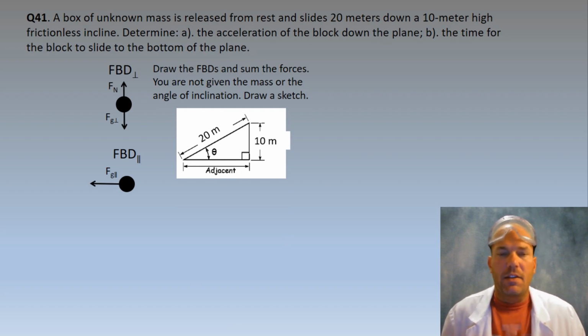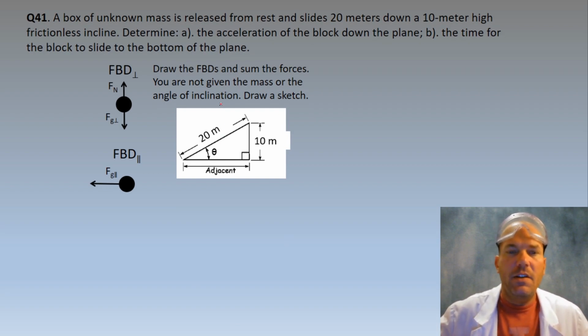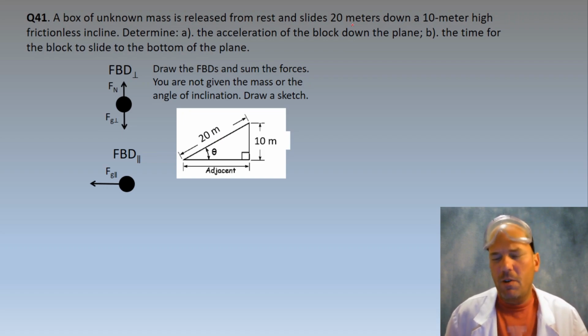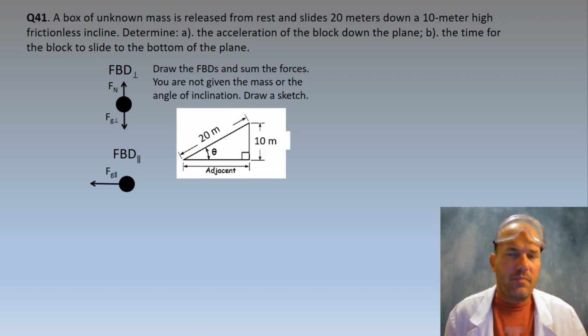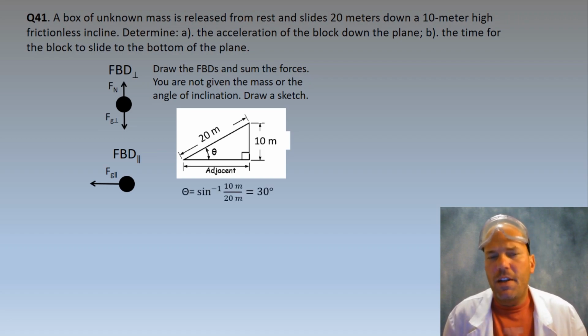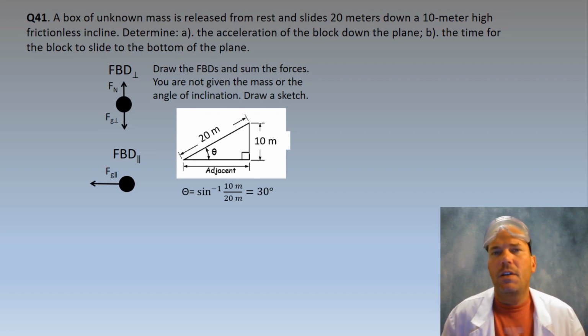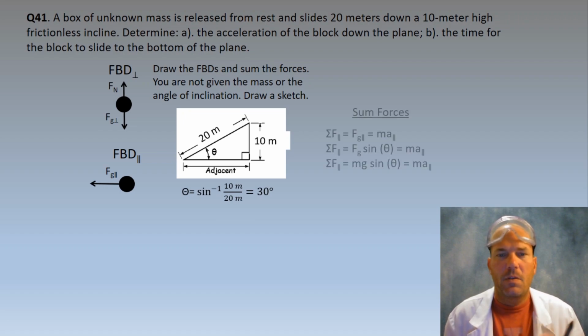We have some sort of sketch here, and notice with the information we're given, we're going to need to use an inverse trig function to find the angle theta. So in this case here, we know the opposite and we know the hypotenuse. So if we use an inverse sine function, we find theta to be equal to 30 degrees.